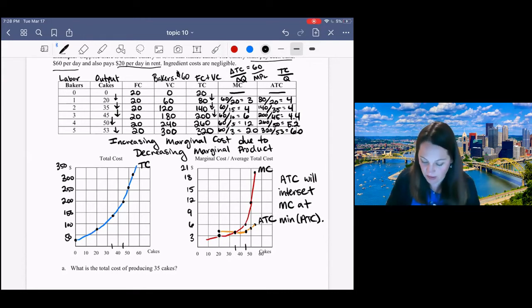Okay, so I just want to note here, right? The main takeaways are marginal cost is always increasing, and that's because we have decreasing marginal product, and the average total cost curve will intersect marginal cost at its minimum, right?